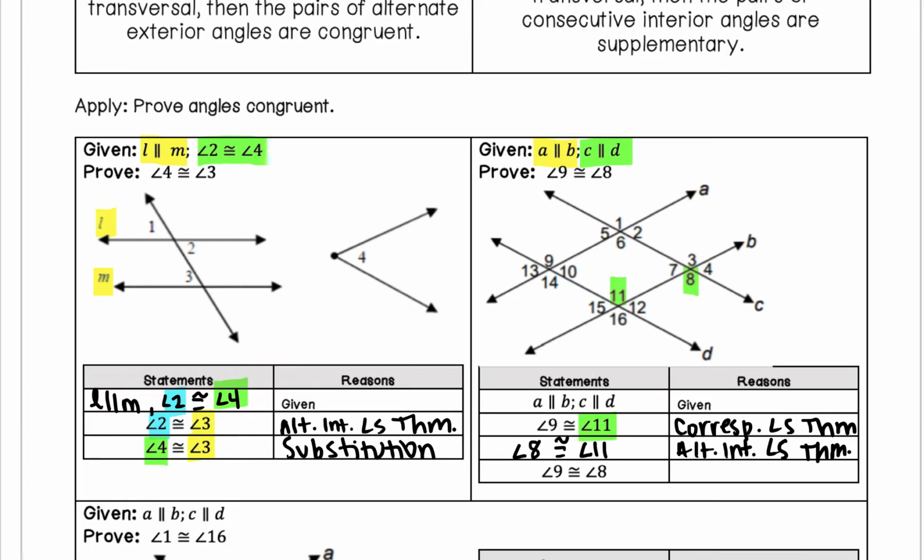Then in my last step, we can just see that we've now set these angle 11s congruent to two different angles, angle 9 and angle 8. And so because they were both congruent to angle 11, we can say that they're congruent to one another, and that is just our substitution property for our last reason.